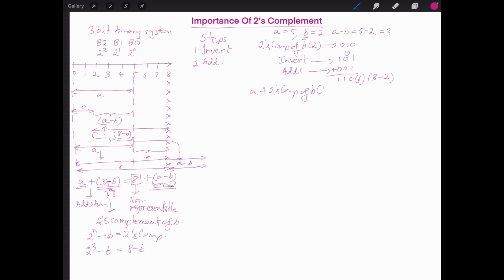Or in other words, 8 minus b, right? So a here is 5. In binary it is 1, 0, 1. And I would just say 2's complement of b is 6, which is 1, 1, 0. Let's add these two, see what we get here.